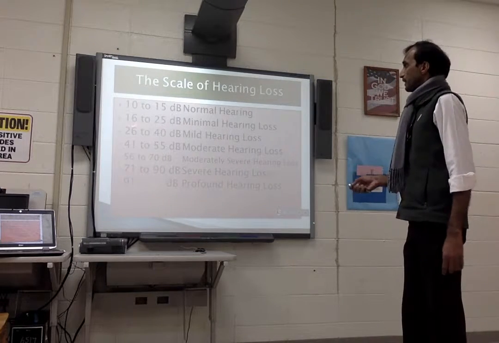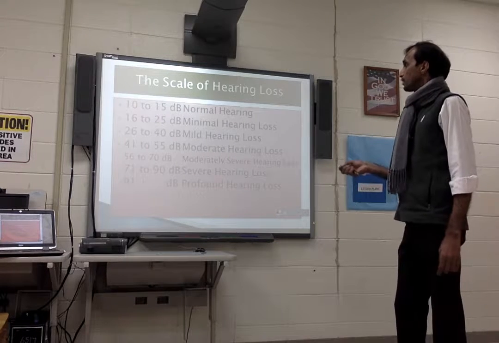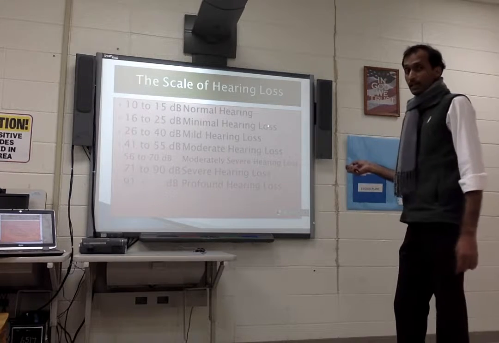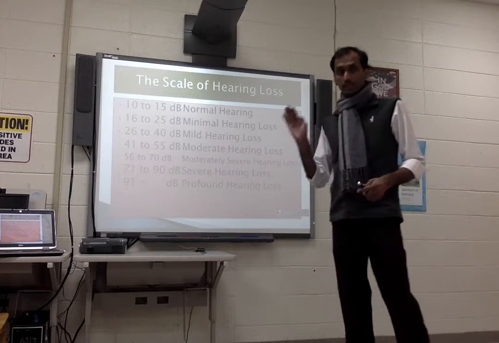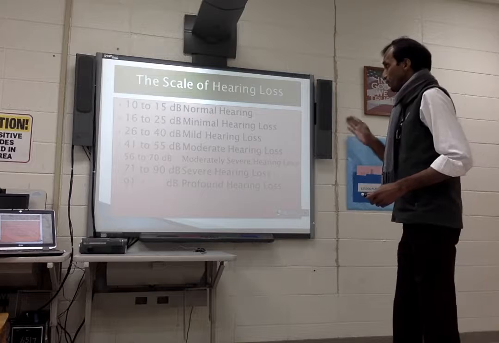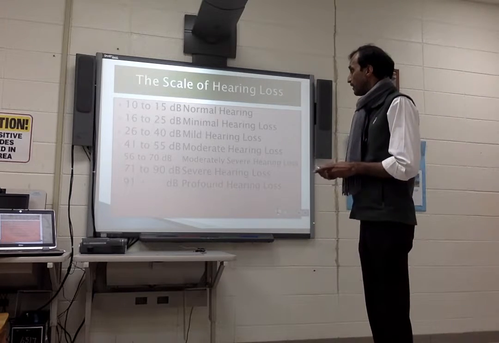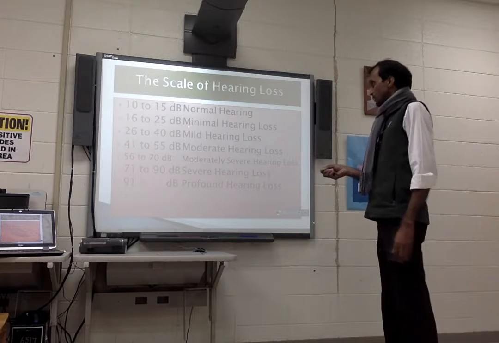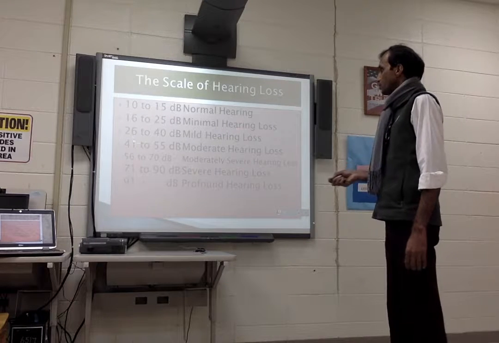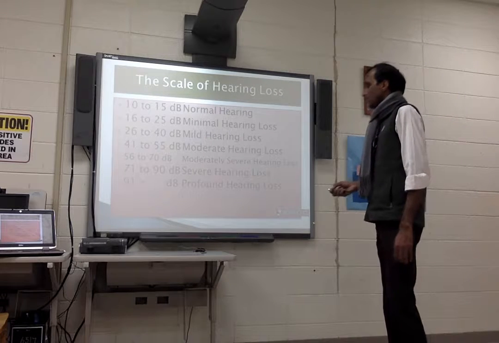The scale of hearing loss. Here I put the scale of how we measure hearing loss. 10 to 15 decibels is normal hearing. If the sound waves you receive are between 10 to 15 decibels, we can hear that sound. That is called normal hearing. 16 to 25 decibels is minimal hearing loss. 26 to 40 decibels is mild hearing loss.